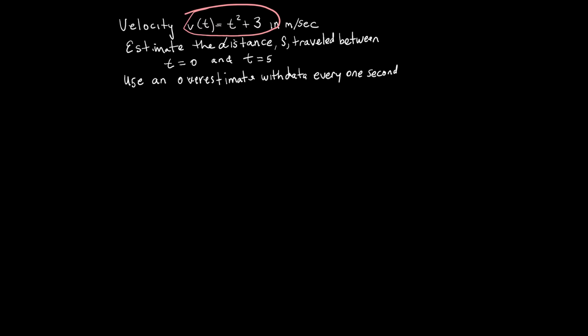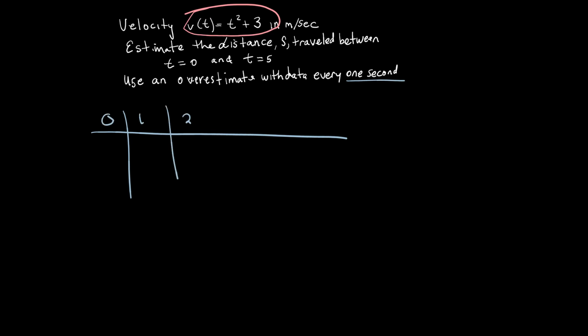Let's do a table. So it says overestimate every 1 second, so meaning 0, 1, 2, 3, 4, 5. And these values, so this is t, so these values are going to be v of t.